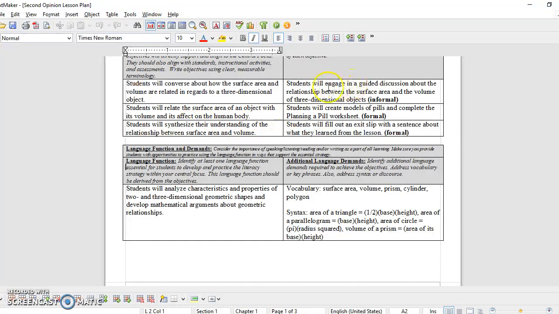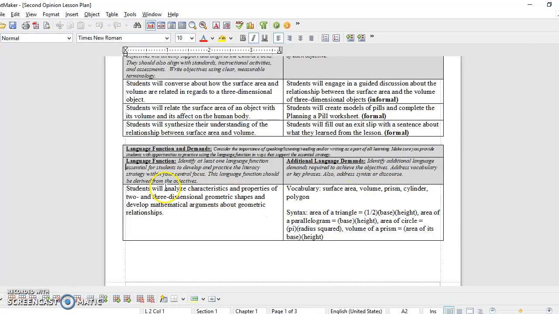Early on in the lesson, I'm going to have a short guided discussion just about the relationships. This will be used to bridge prior knowledge with what we are going to be doing during the activity. Here for syntax, we have some of the equations that students are going to be needing the most, and the format of those equations. Here's some of the vocabulary: surface area, volume, prism.